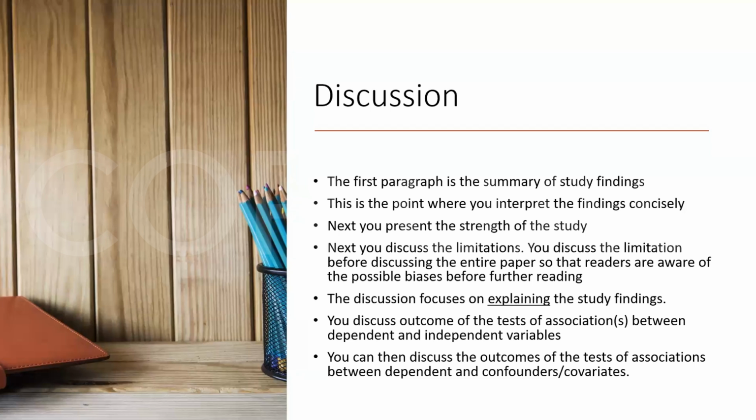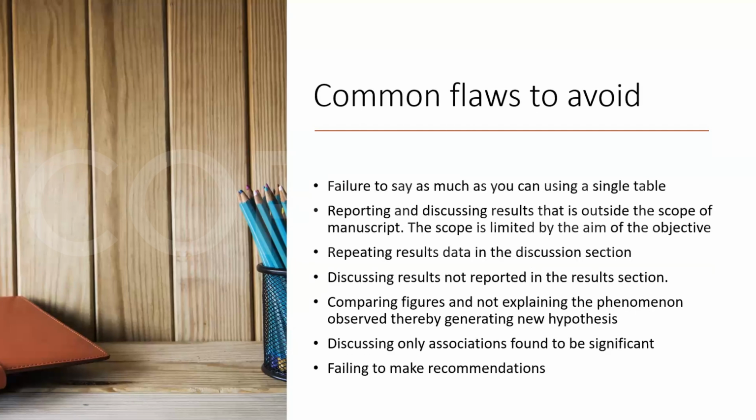In the discussion section, this is where your opinion starts to show. And your opinion shows by explaining your finding. You discuss why you think we are seeing what you have seen. You discuss the outcomes of your association. You discuss why it is different from any other place in the world. You discuss why it is agreeing with other places in the world. This is your discussion, and it takes a lot of reading to be able to explain your study findings. These are common flaws.